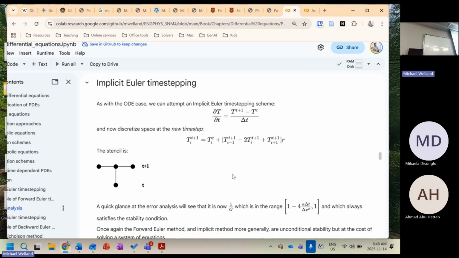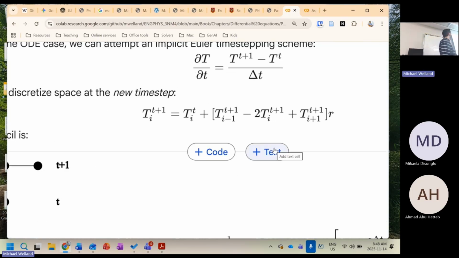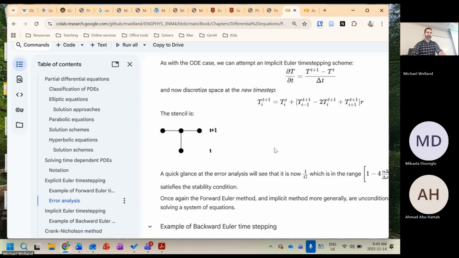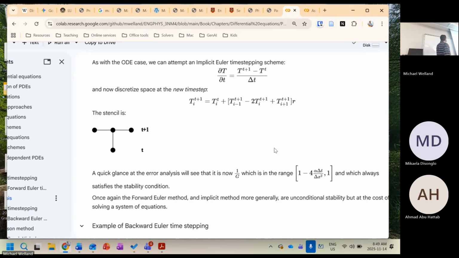So this looks the same, but now our right-hand side is evaluated at t plus 1. Okay, just make that one clearer. So explicit would be these two are the same. This is temperature at time t, time t, time t. These are all at the next time step. This is where the stencil kind of comes in handy because you can see it a bit more clearly.